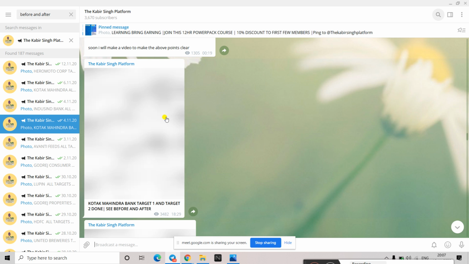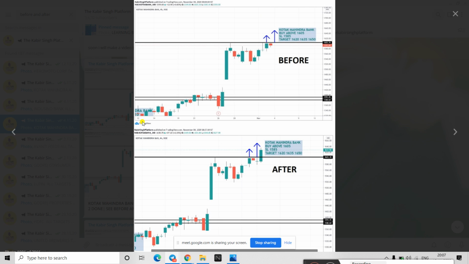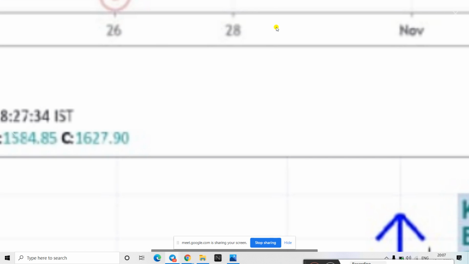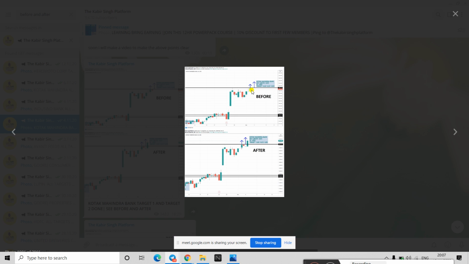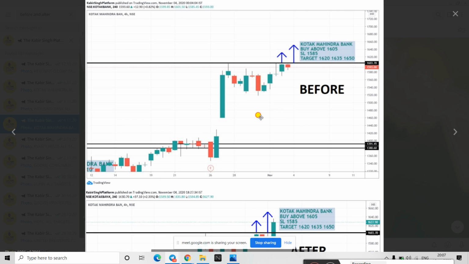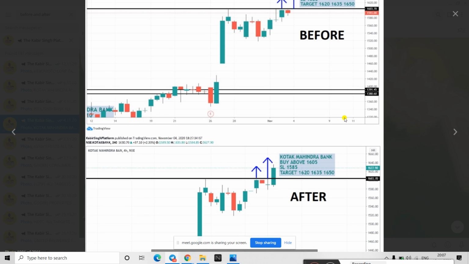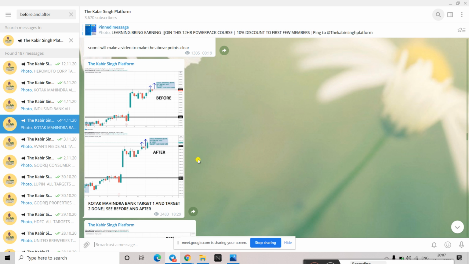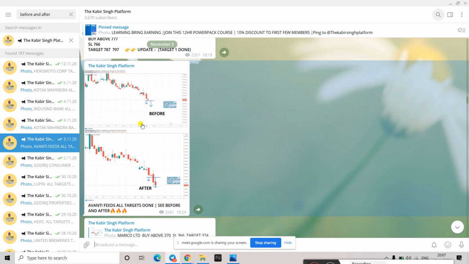I'll show you a few more examples. If you see it here, again after a green candle, a very small halt candle is there, and whenever the high of this T1, T2 is broken, it will again go up. Like in this case, it has gone up. Able to understand? So these are halt candles.